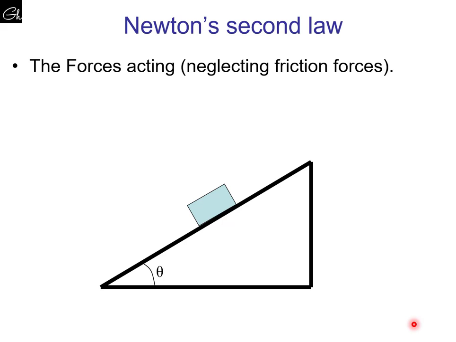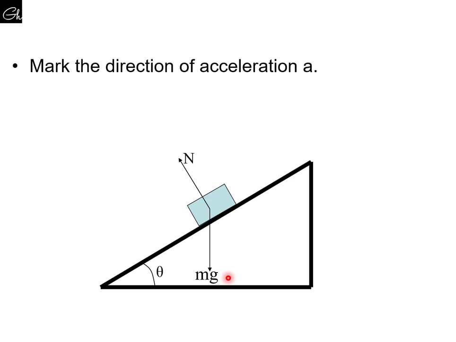Hi there, in this tutorial I'll try to explain Newton's second law along inclined planes. Knowing that friction force is neglected, the only two forces acting on this object are the normal force and the gravitational force. We must specify the direction of the acceleration. Since this object will be sliding in the downward direction, then a will be downward.